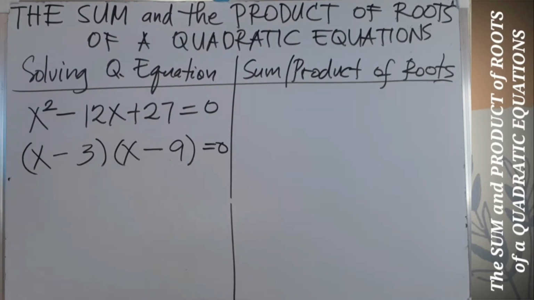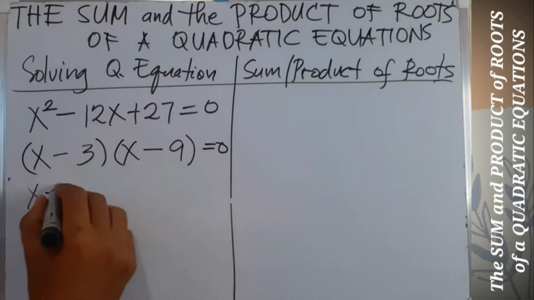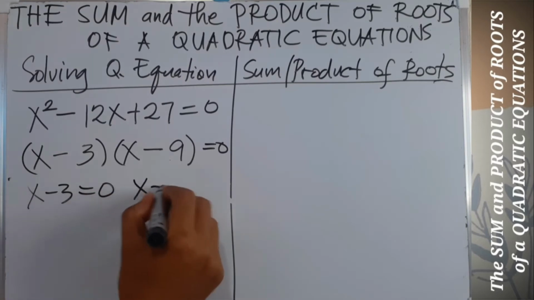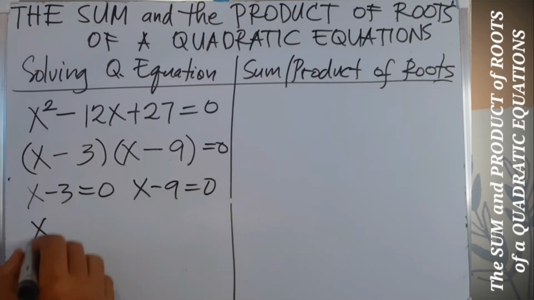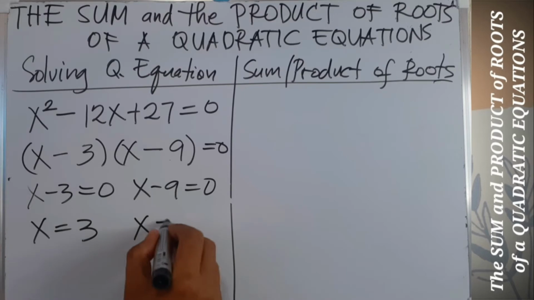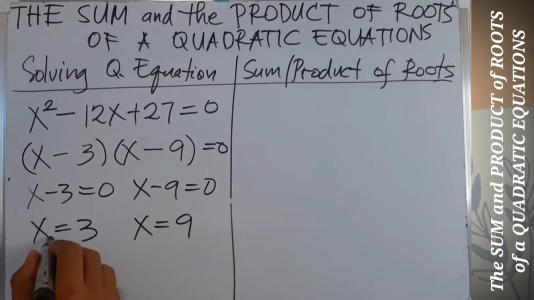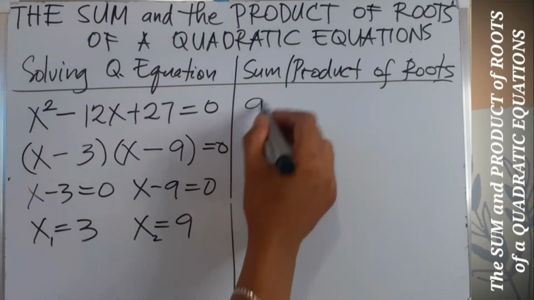Continue. X minus 3 equals 0. X minus 9 equals 0. X equals 3. X equals 9. So our x sub 1 is 3, our x sub 2 is 9, or vice versa. The sum of the roots is the reverse.